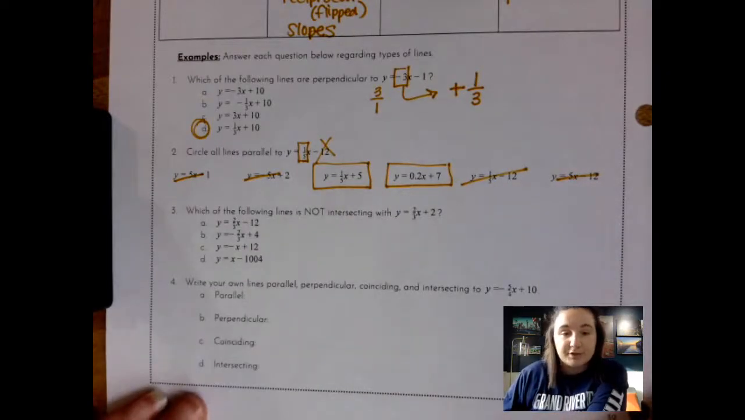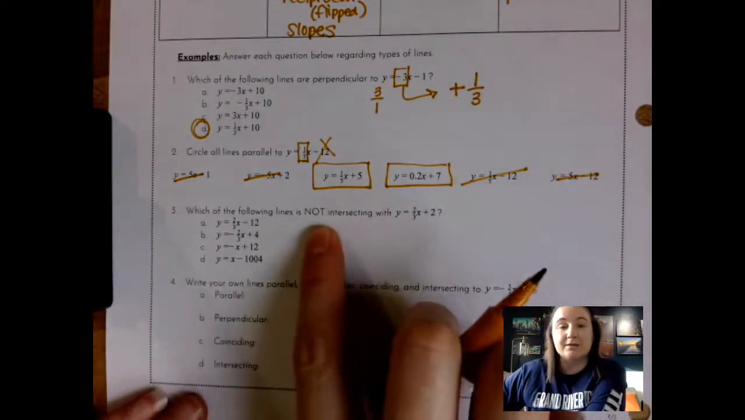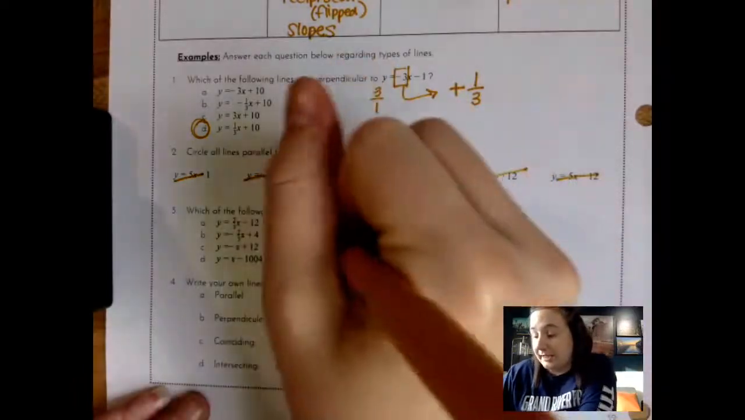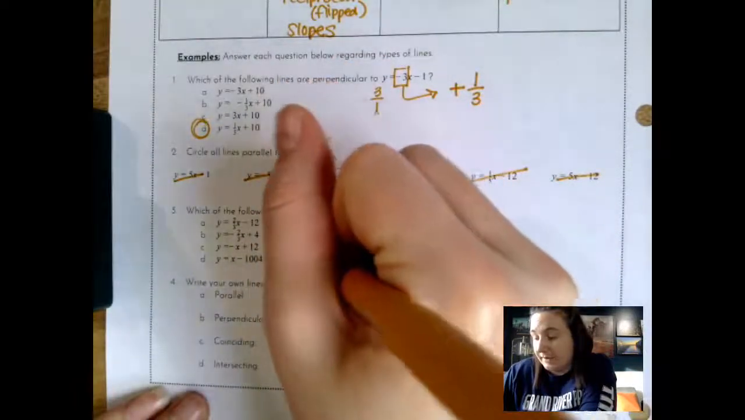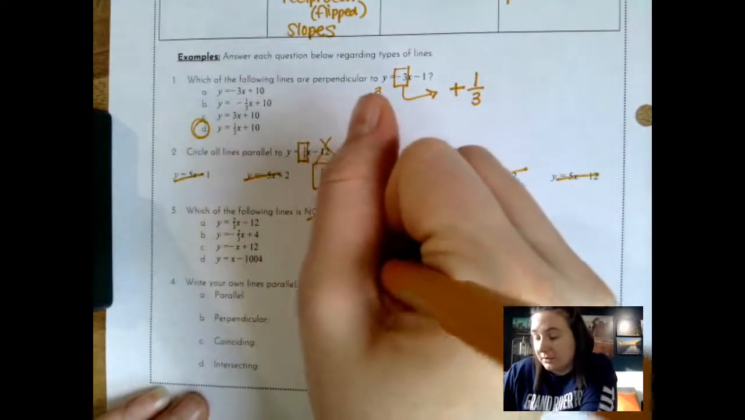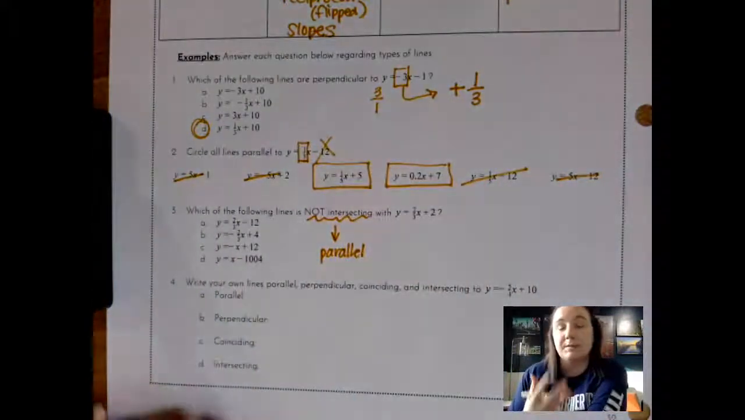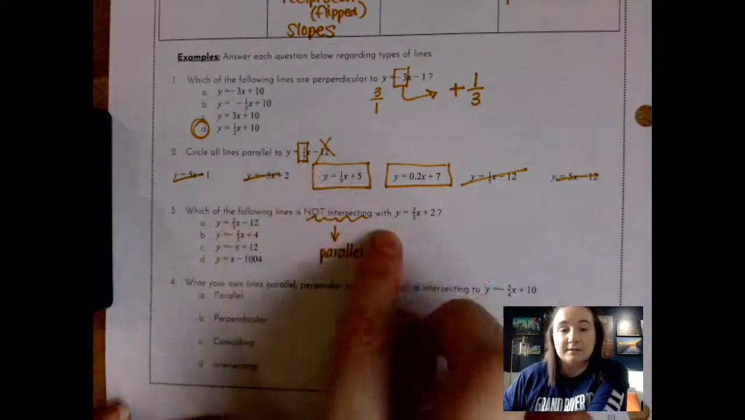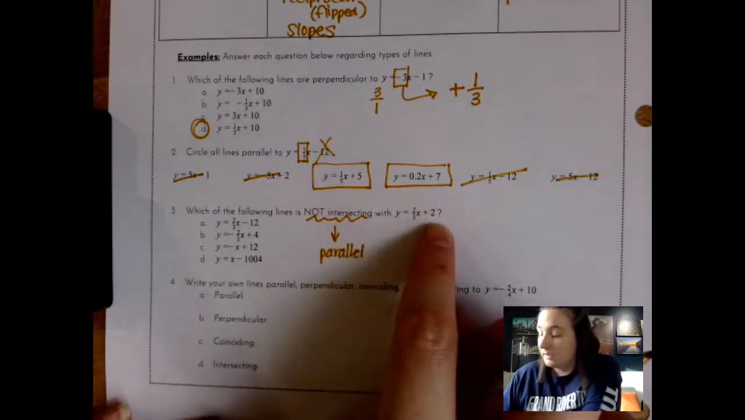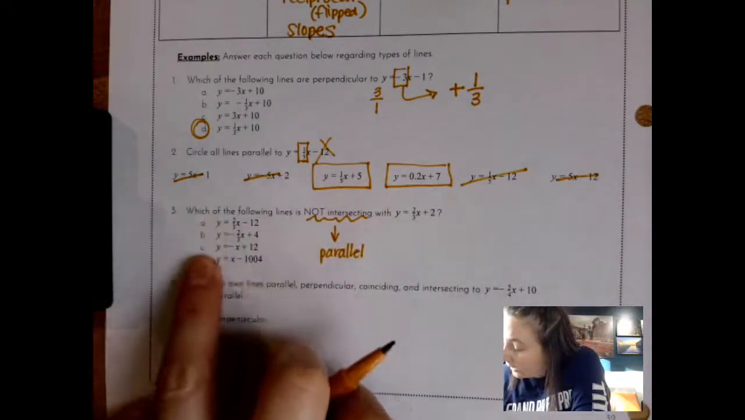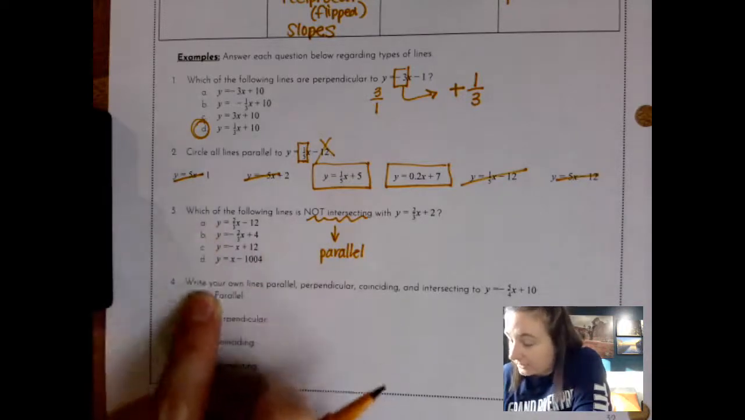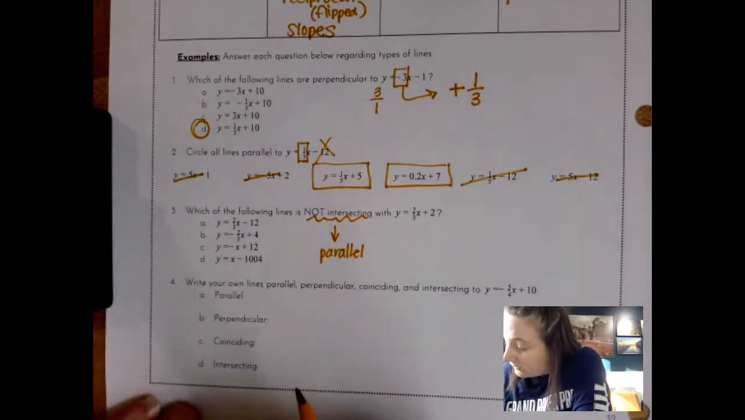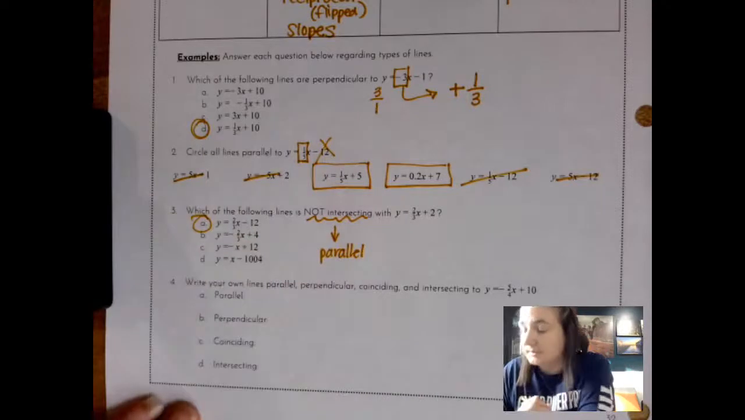Number 3, which of the following is not intersecting? So the only lines that do not intersect are parallel lines. So you have to know that if it does not intersect, it means it's parallel. It's the only type of line that doesn't cross. So again, parallel means same M, different B. And so looking at our answer options, we have same M, different B only in answer option A.